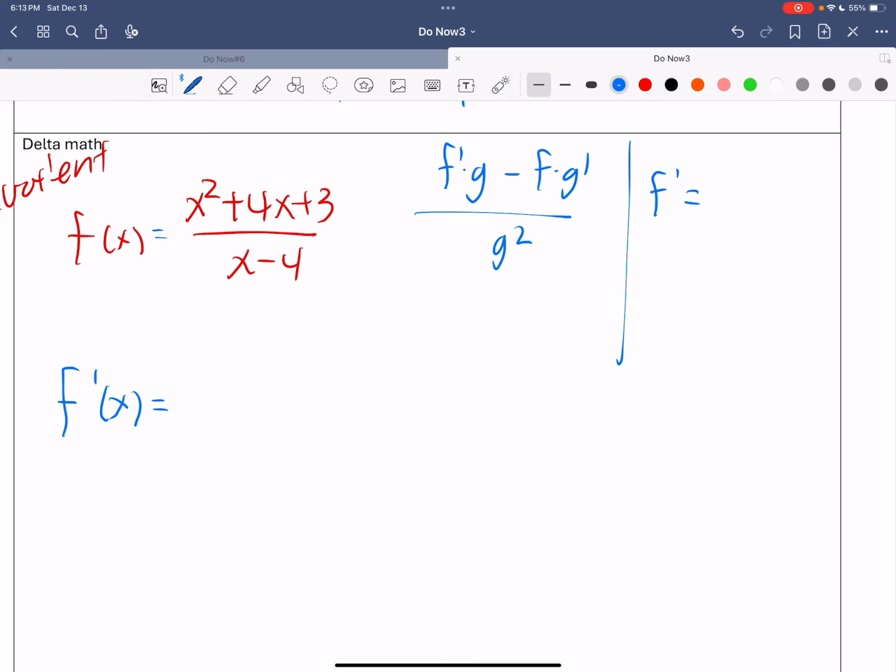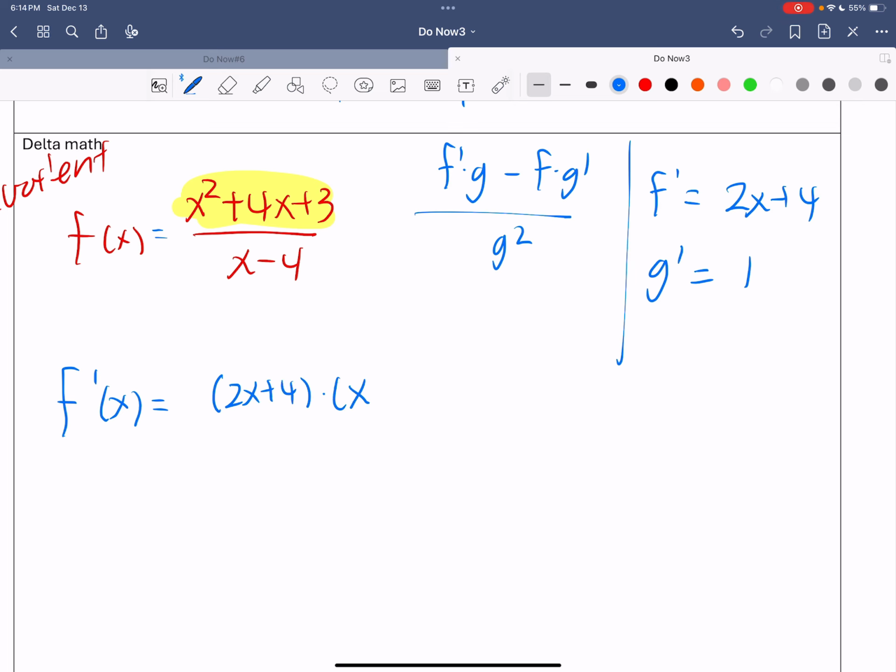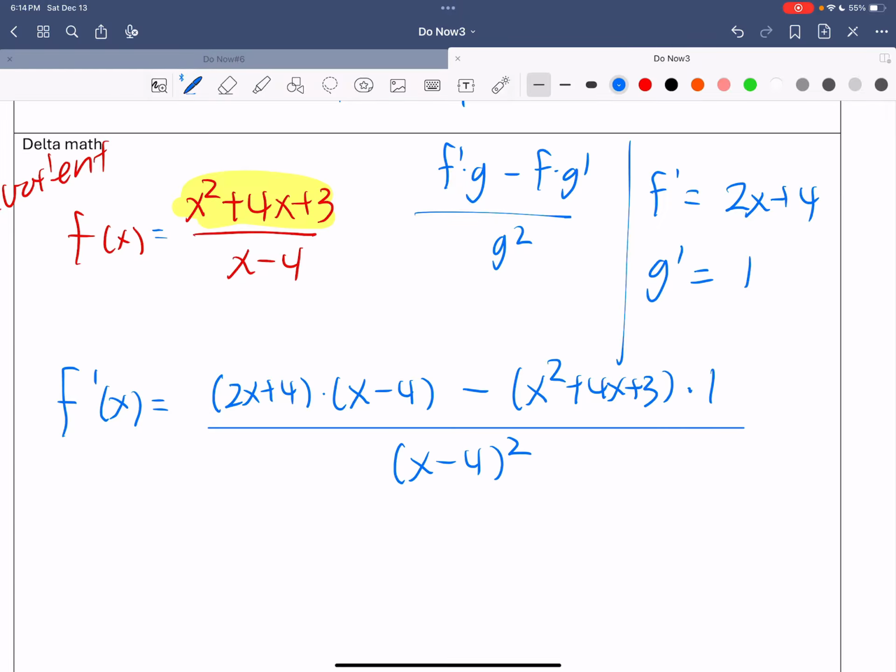So let's do this. F is this, and F prime is going to be the derivative of this, which is 2x plus 4. G prime in this case is going to be 1, because the derivative of this is 1. So if I plug this in, it's going to be F prime, which is 2x plus 4, times x minus 4, minus F, which is x squared plus 4x plus 3, times G prime, which is 1. So I'm going to put times 1, over x minus 4 squared.